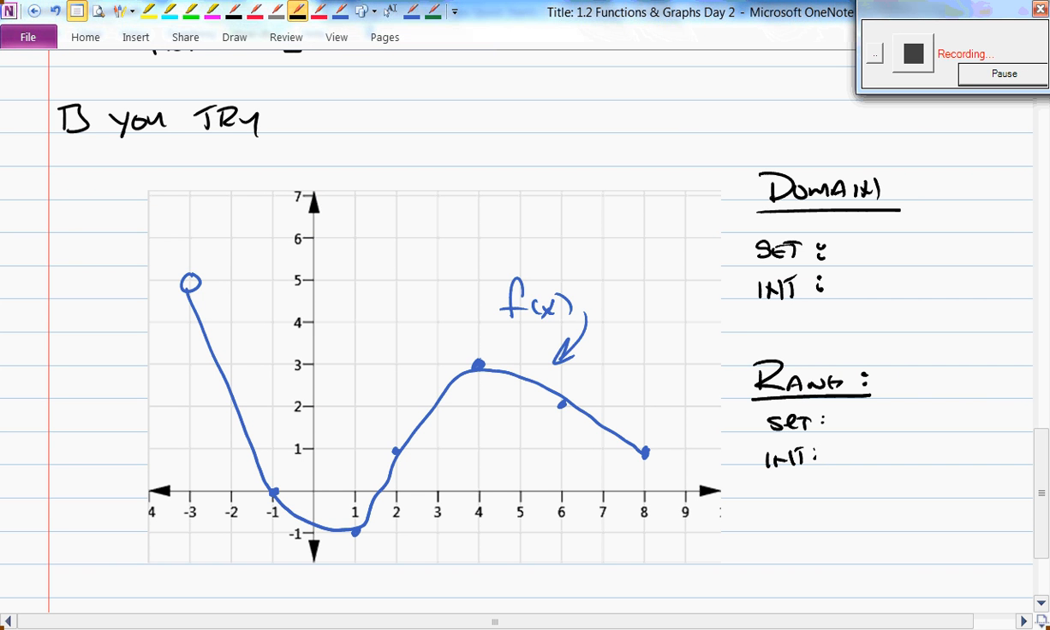All right, so for the last part here, so I've given you a graph. I've given you a function. f of x is that blue thing there. And what I'd like you to do is figure out the domain and the range and write it in both set and interval notation. And then we'll come right.